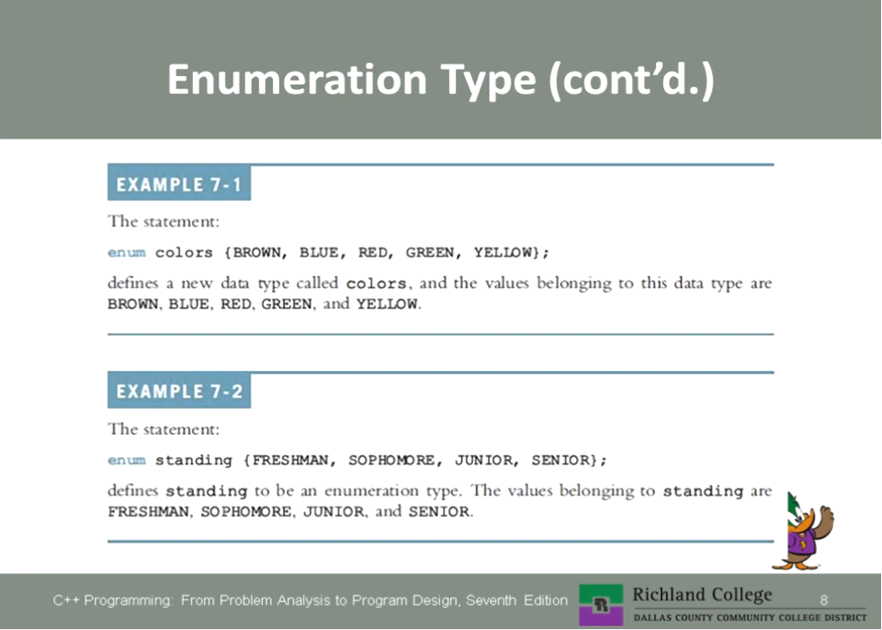So same thing with the second example. When you look at the standing, you only have freshman, sophomore, junior, and senior. So you only have 4 values that can be assigned. But by default, these are integer values, right? So make sure that you understand that by default, brown is going to be 0, blue is 1, red is 2, green is 3, and then 4 is going to be yellow. So here with standing, again, it starts at 0, then 1, then 2, and then 3.